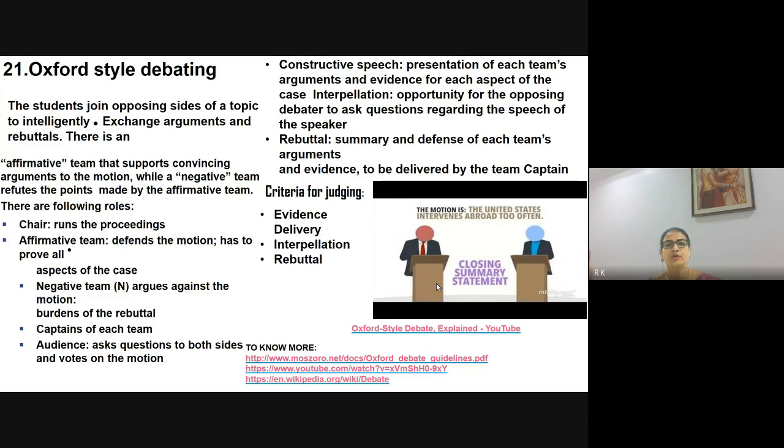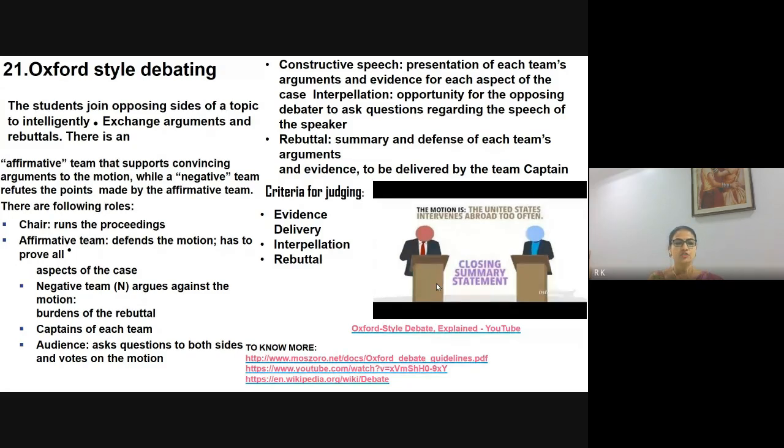The students join opposing sides of a topic to intelligently exchange arguments. It is affirmative, and even if you are mentioning something negative, it is productive for the team to come out with a lot of points. It's something similar to academic debate. Here the motion is, for example, the United States. The criteria for judging are evidence, delivery, interpretation, and rebuttal.